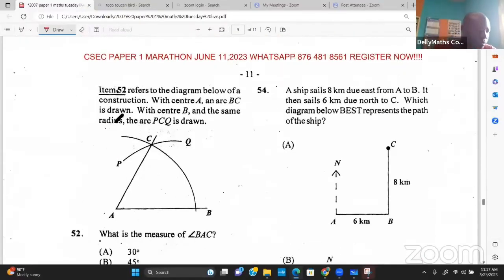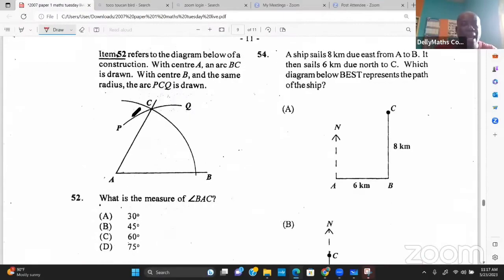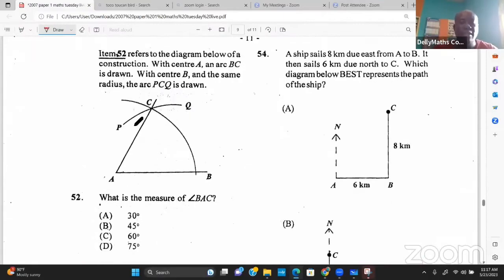Let's move. All right. So we're looking at 52. This question comes a lot. It says item 52 refers to the diagram below, of a construction. And this is always 60 degrees, guys. Take note of it. The 60 degrees look like this. You'll see this. Please take a look at that. That's a 60 degree angle. All the time they'll give this, if they're going to give it.